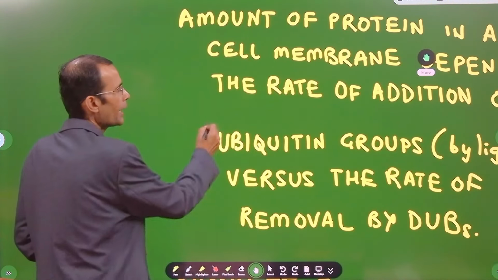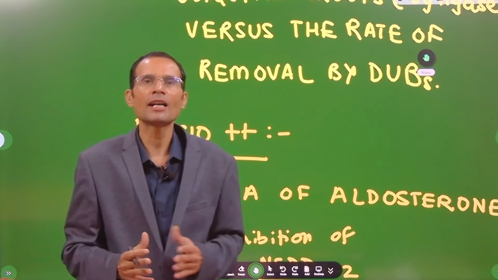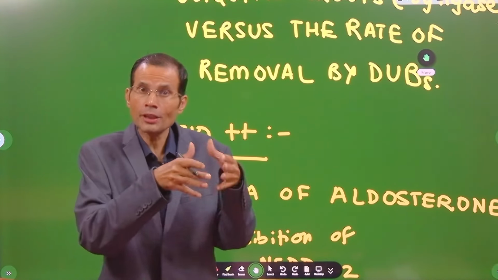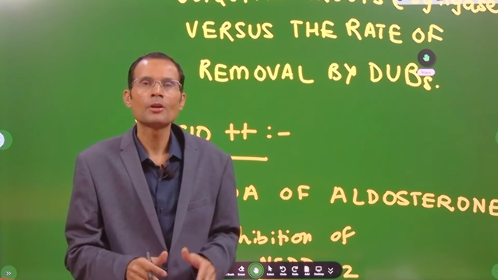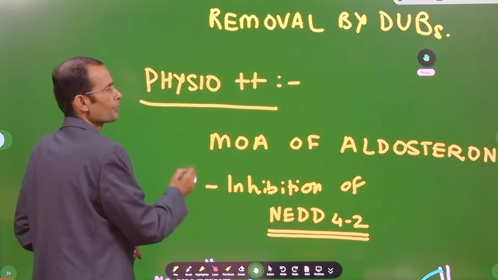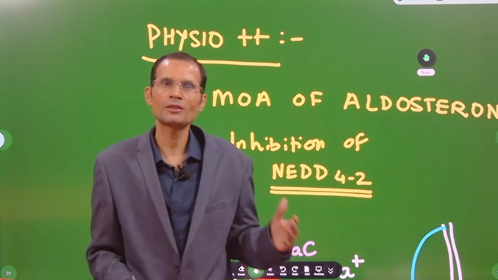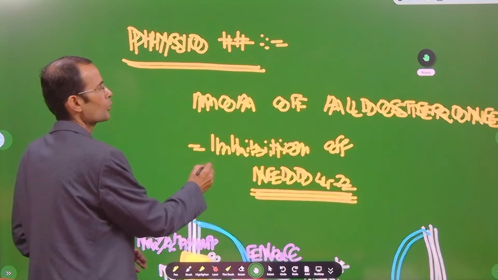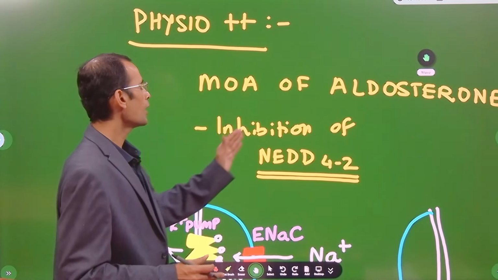So that being said, I hope the point has been highlighted very well, that the membrane protein composition and the protein percent in a cell membrane at any given point of time will depend on this kind of turnover. Right. Now, that being said, let's now talk about the Physio Plus Plus, the application of this in clinical physiology. And the application is in the form of the mechanism of action of aldosterone.